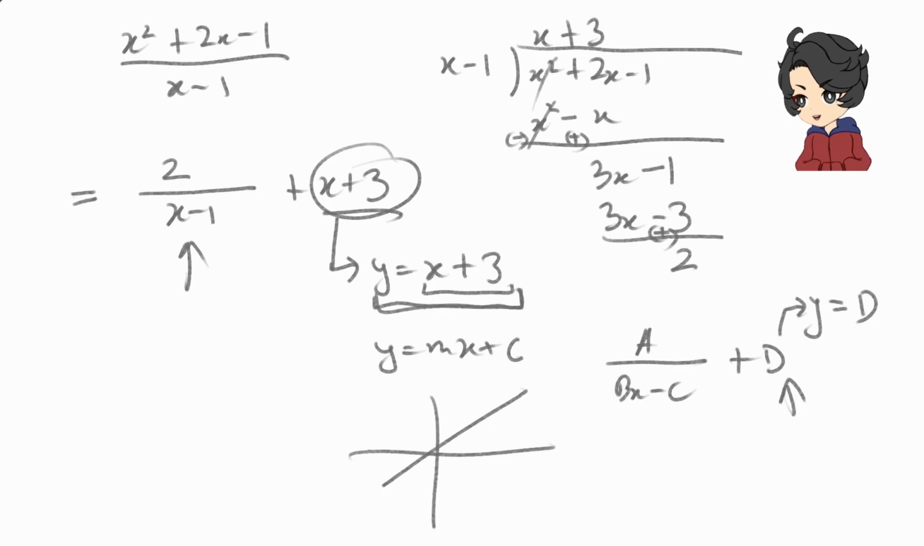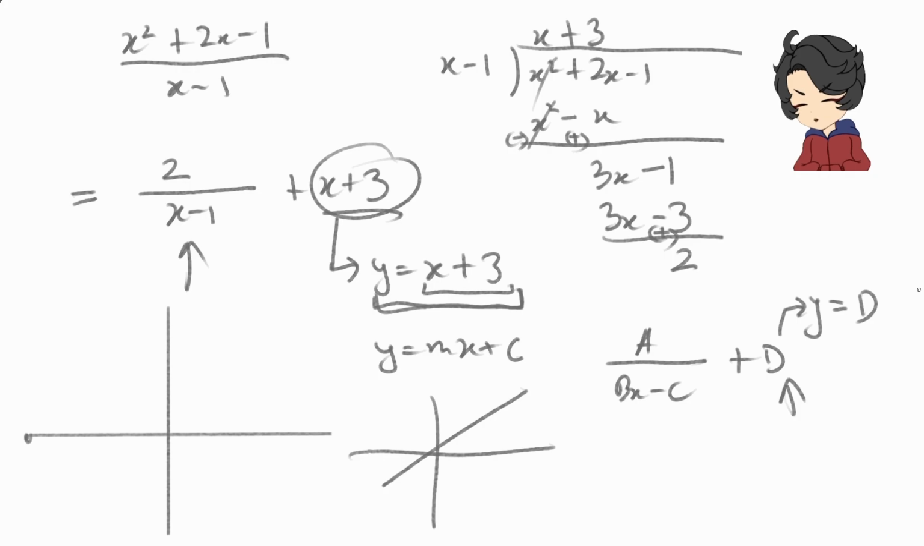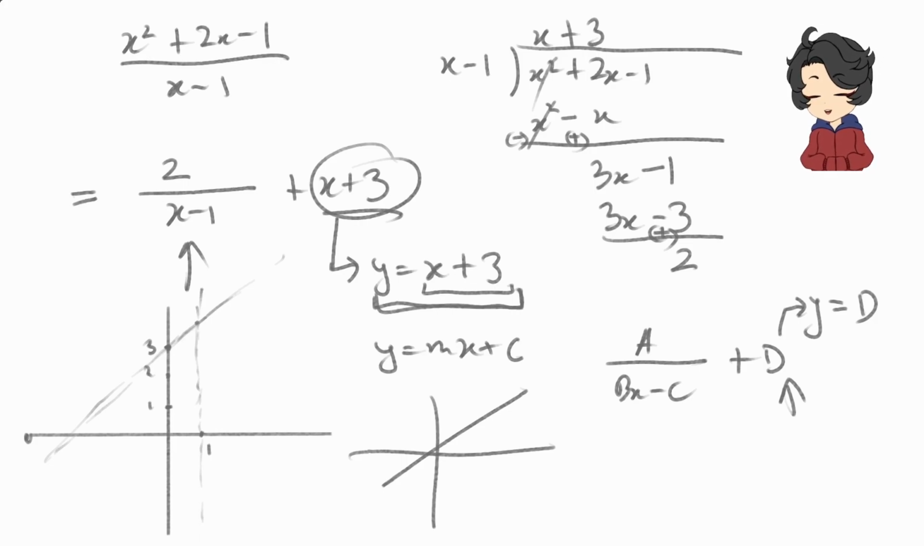So with that out of the way, we can sketch this function. Here, we have x equals 1 would be here. We have our vertical asymptote. And over here we have 1, 2, 3. What is y equals x plus 3? It is, of course, this line over here. So these are our two asymptotes.